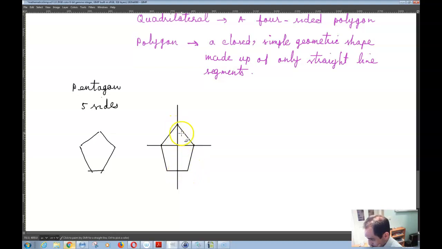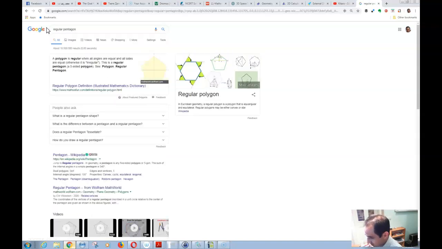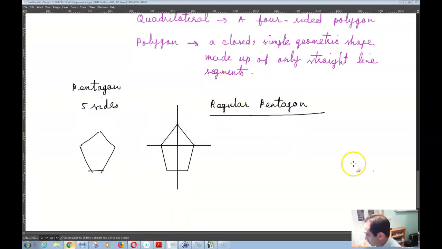And if you draw it in a certain way, it's going to be called a regular pentagon, and we can look up the definition for that. As you can see, I think all the side lengths are equal. A polygon is regular when all angles are equal and all the sides are equal. Otherwise, it's called irregular. This is a regular pentagon, a 5-sided polygon. So all the sides are equal and all the angles are also equal. So that's basically some information about these polygons.